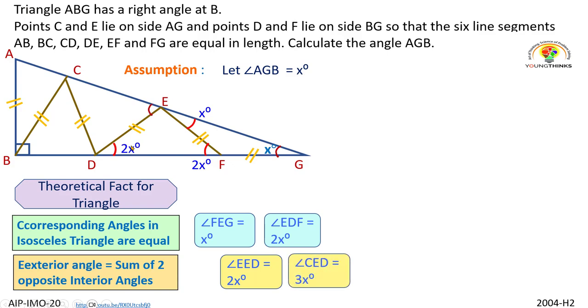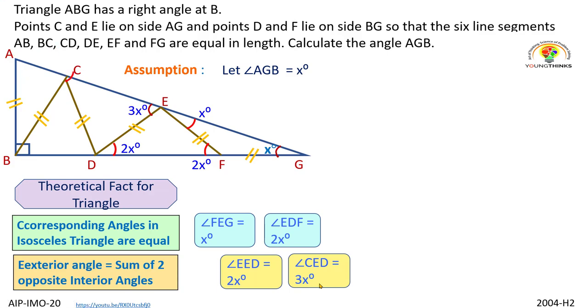Now again, this angle, angle CED, is going to be the exterior angle of triangle EDG. So this 2x plus that x should be equal to that 3x. So your angle CED is 3x.